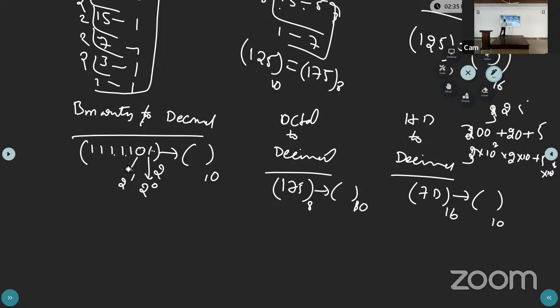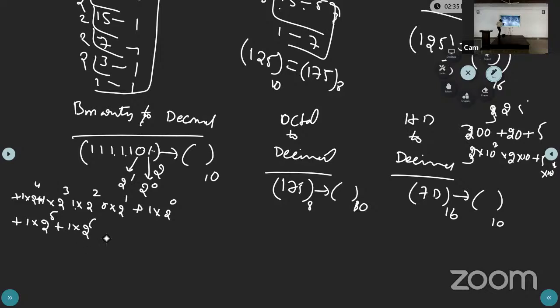Okay, so now what is the first number? 1 into 2 to the power 0 plus 0 into 2 to the power 1. The powers increase from right to left, similar to our decimal numbers. Next, 1 into 2 to the power 2 plus 1 into 2 to the power 3 plus 1 into 2 to the power 4 plus 1 into 2 to the power 5 plus 1 into 2 to the power 6.